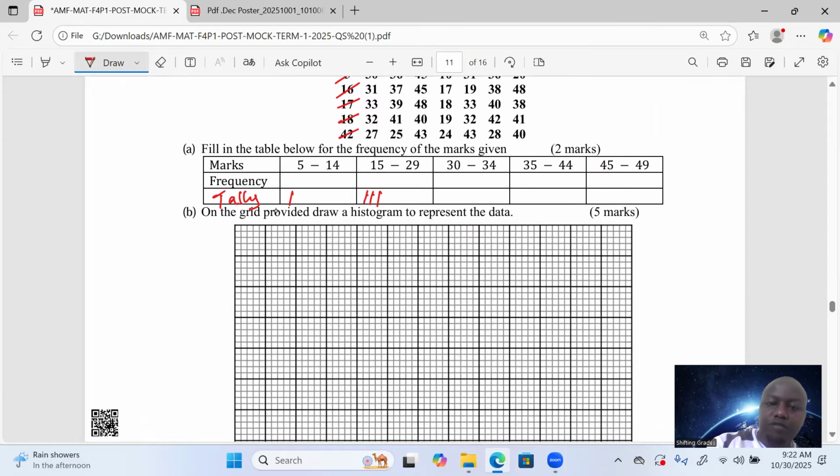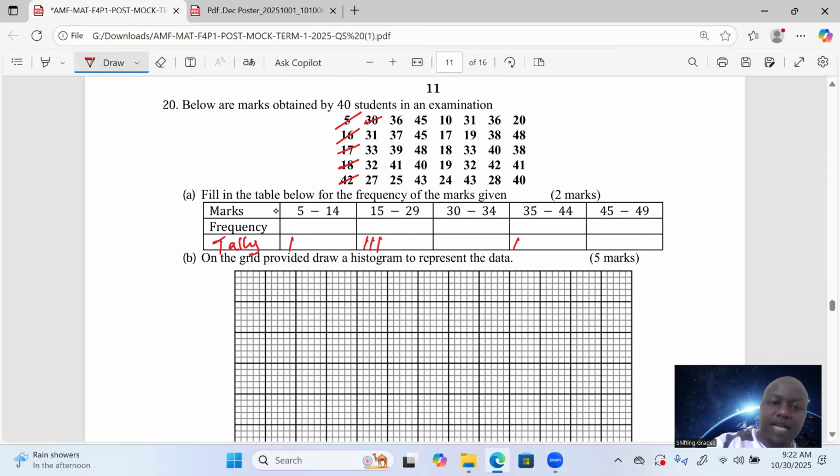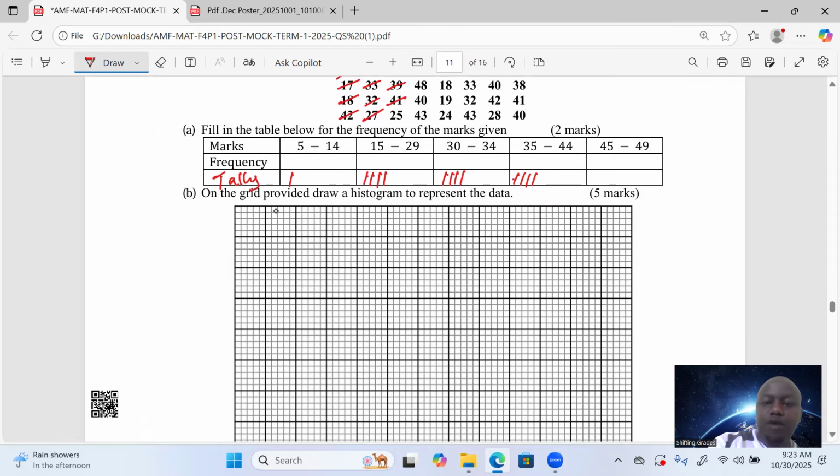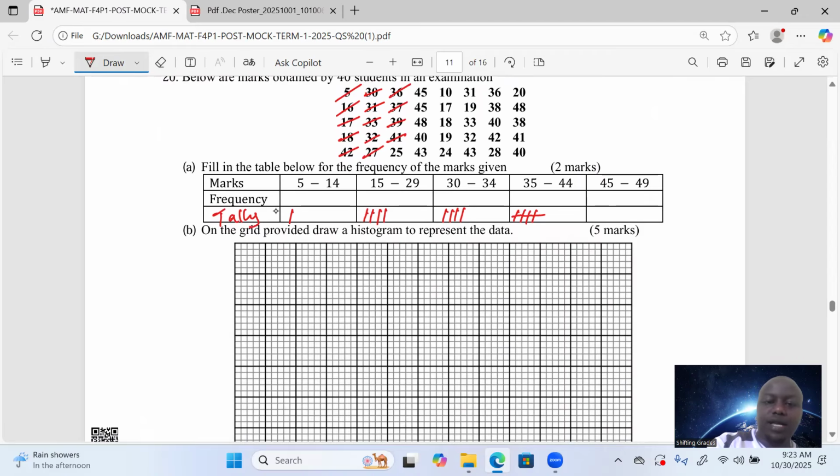42, where shall 42 be here? 30, where shall 30 be? This point. 31, same class. 33, same class. 32, 27 here. 36 here. Then 37 here. 39, that class. 41, now 41, we wrap these ones because they are already 4, like that.